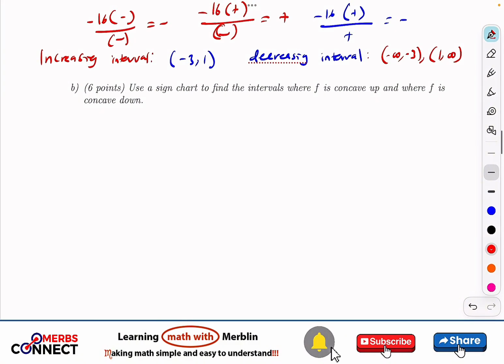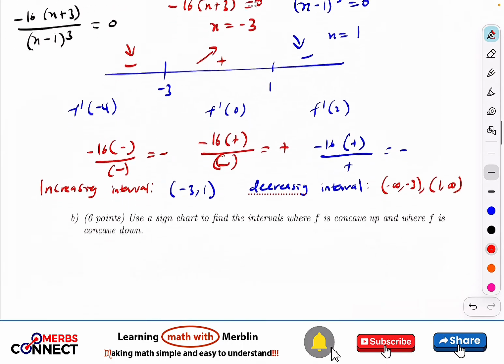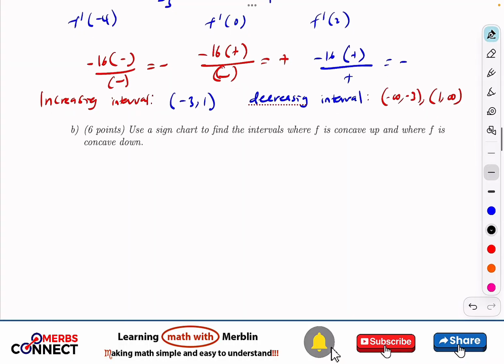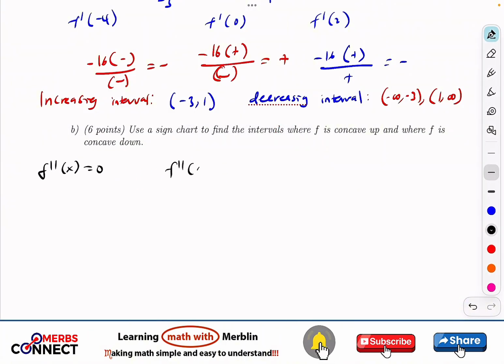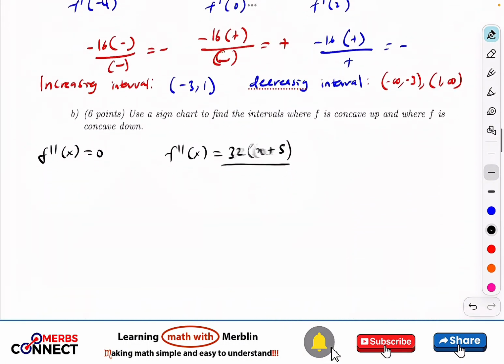Now B, use a sign chart to find the interval where f is concave up, down. Now, if you remember, we said for concave up and down, we need to use a second derivative. And for us to use a second derivative, we need to find the values of x that will make f prime prime equal to 0. So now let's do that. Let me write f prime prime here again. F prime prime of x is equal to 32x plus 5 divided by x minus 1 to the power 4. So we want to set this one to 0.